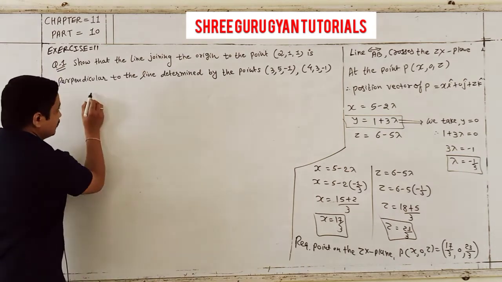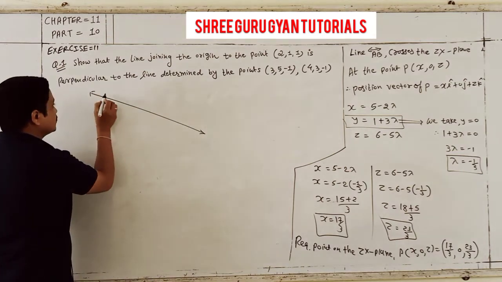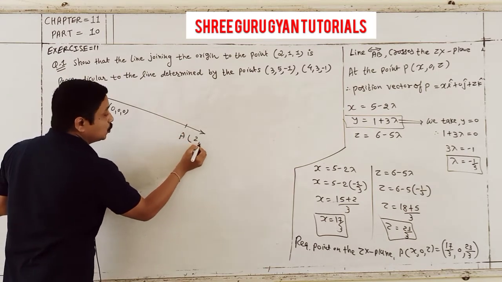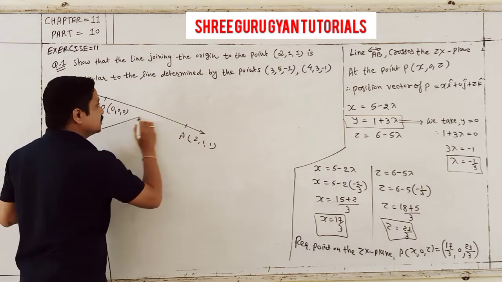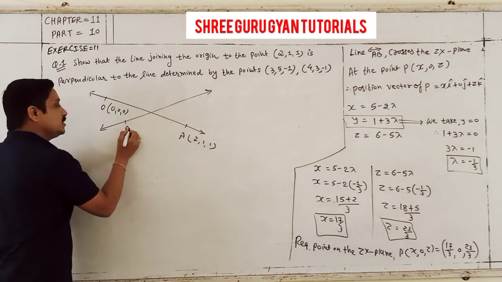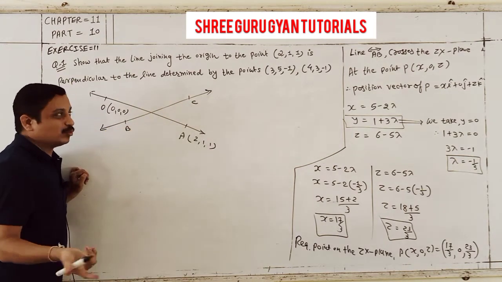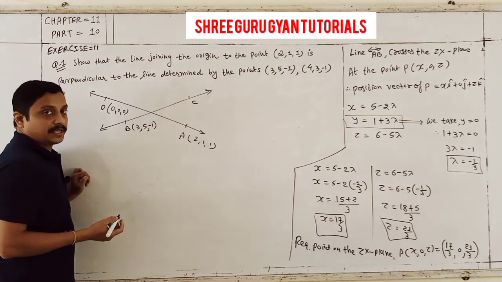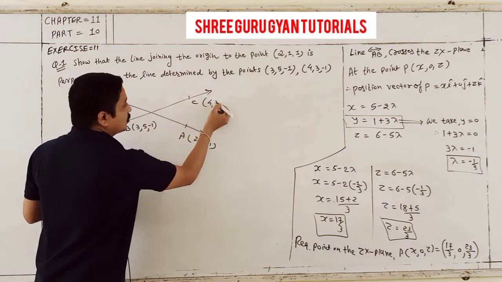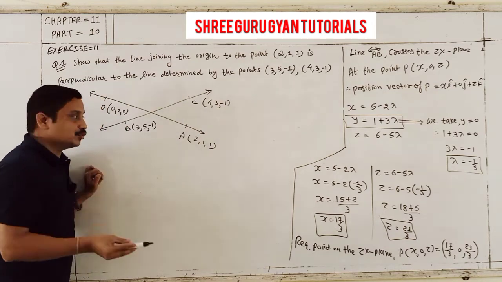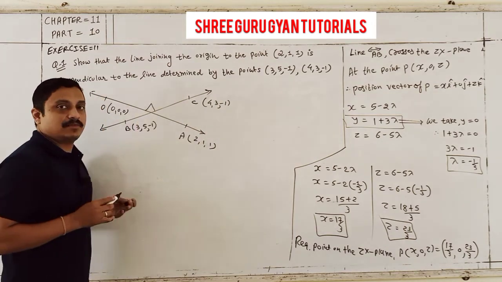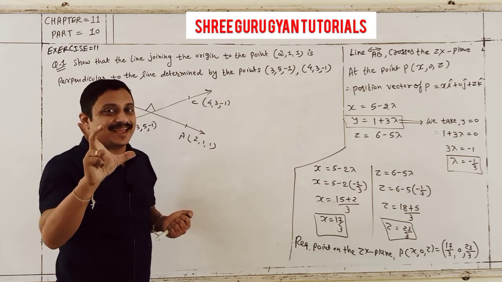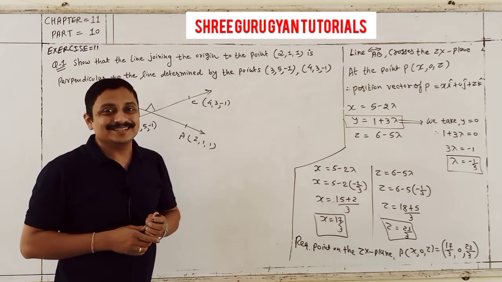It's very easy. First of all, I just draw the general figure. Here is the origin O and the point A (2, 1, 1), and another line given as BC, just like any 2 points. B is (3, 5, minus 1) and C is (4, 3, minus 1). I want to prove that these lines are perpendicular, meaning the dot product of the directions of OA and BC is 0.